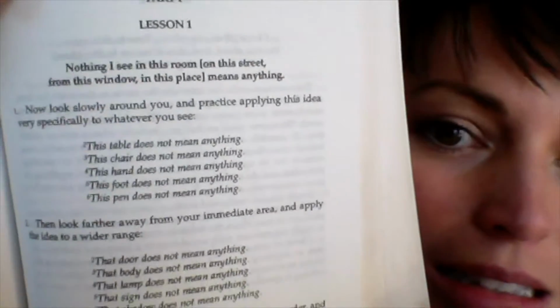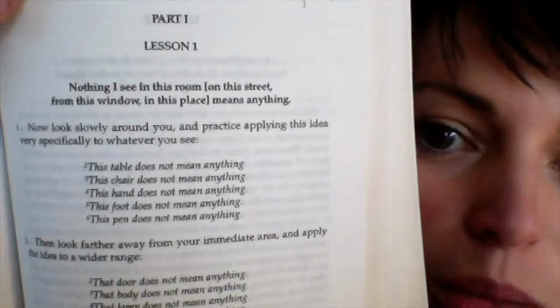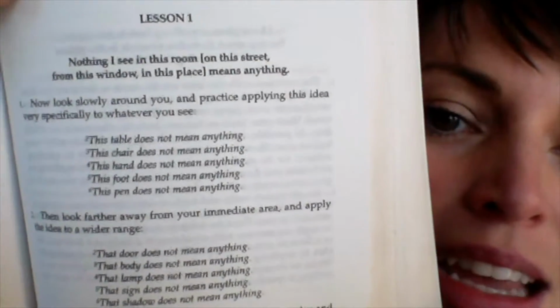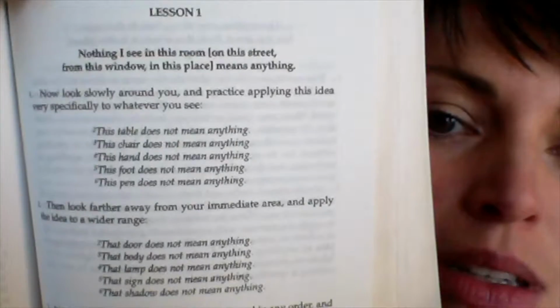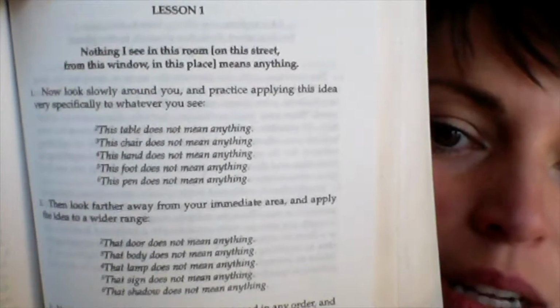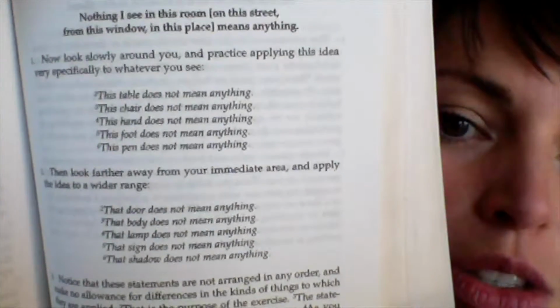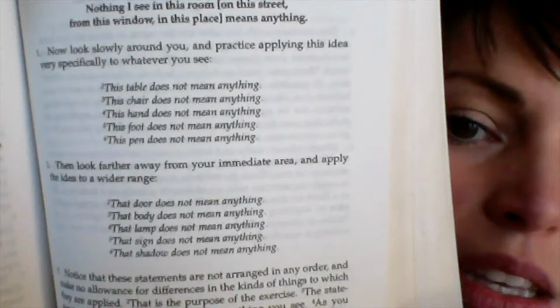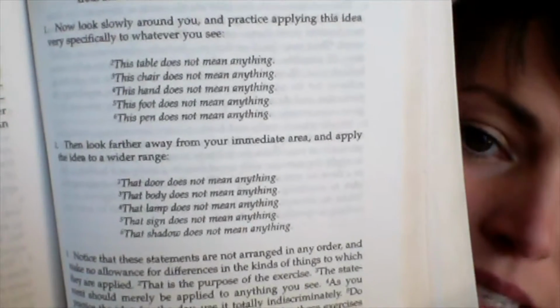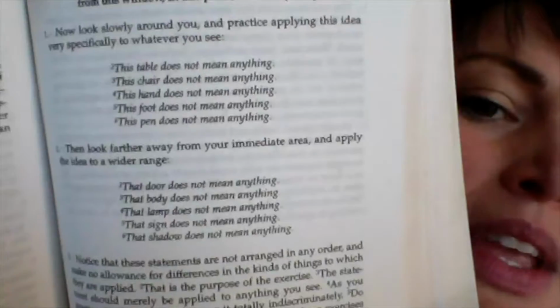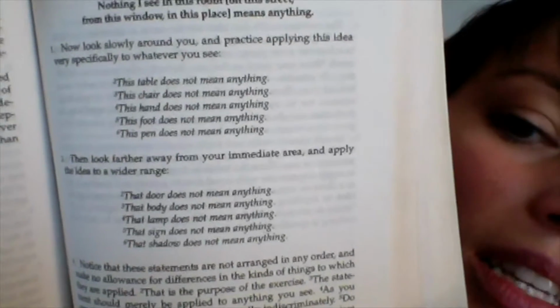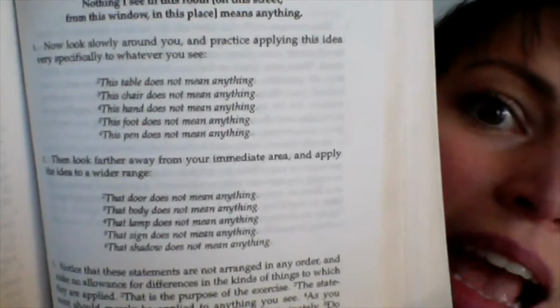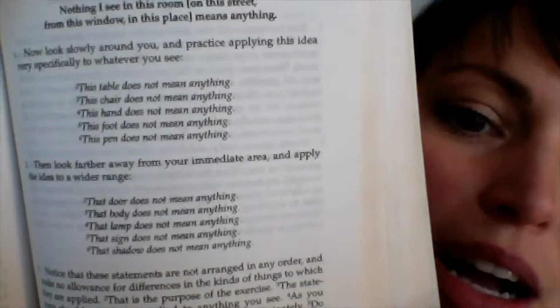All right, lesson 1. I started in May 2015. So lesson 1. Nothing I see in this room or on this street, from this window, in this place, etc., means anything. We're going to look slowly around and practice applying the idea very specifically to what you see. Here are some examples. This table does not mean anything. This chair does not mean anything, etc. Then we'll look further away. So first we're looking at stuff right next to us, and then we'll look at stuff further beyond.